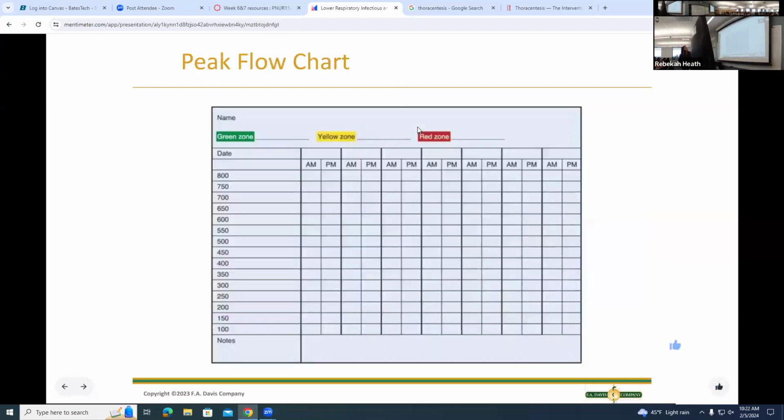Moving on. Here's a peak flow chart. Again, maybe in kids, if you work with peds, they might have you do it. You put what time of day it is, and there's the green, yellow, and red zone. Green zone is I'm good, I'm breathing well, I'm doing fine. Yellow is maybe I'm just not feeling so great, I feel a little bit tight, a little short of breath, and red is I'm really having trouble, I need to use my inhalers, not doing so well.